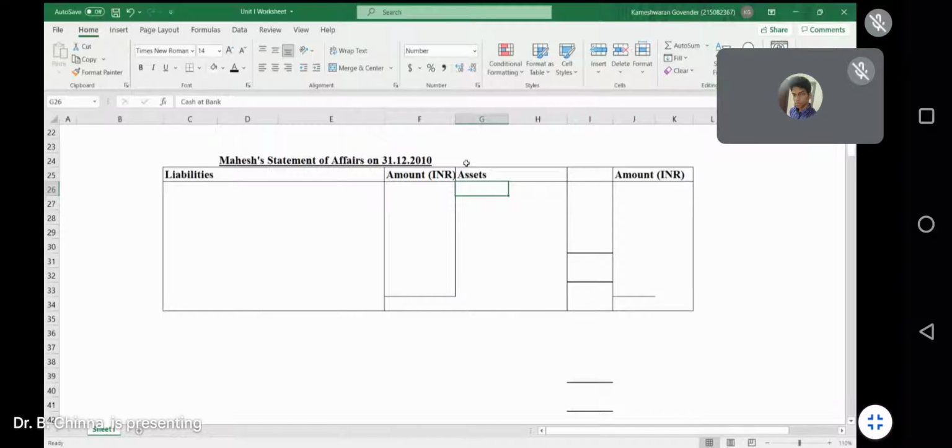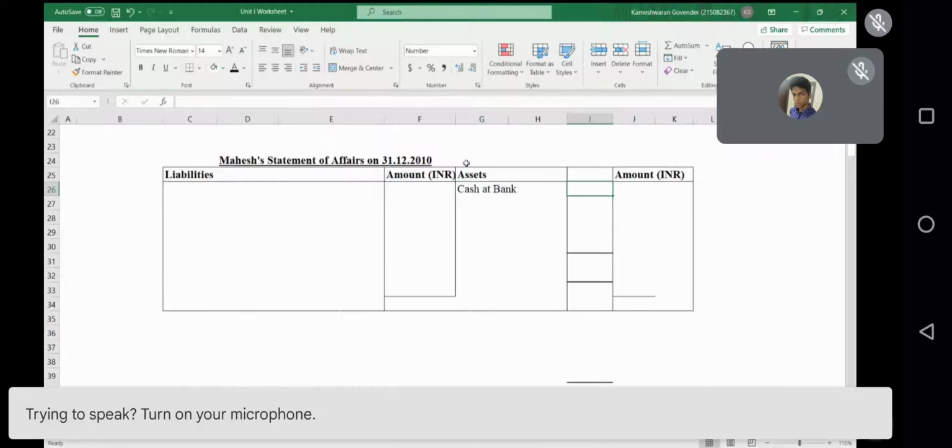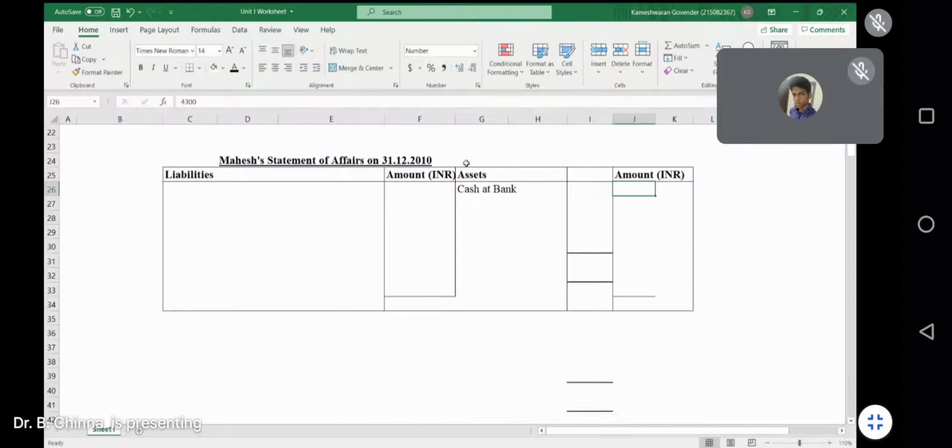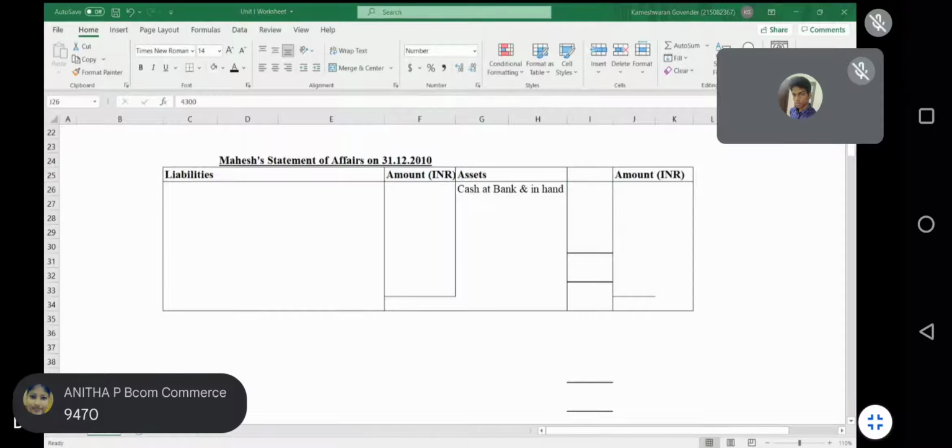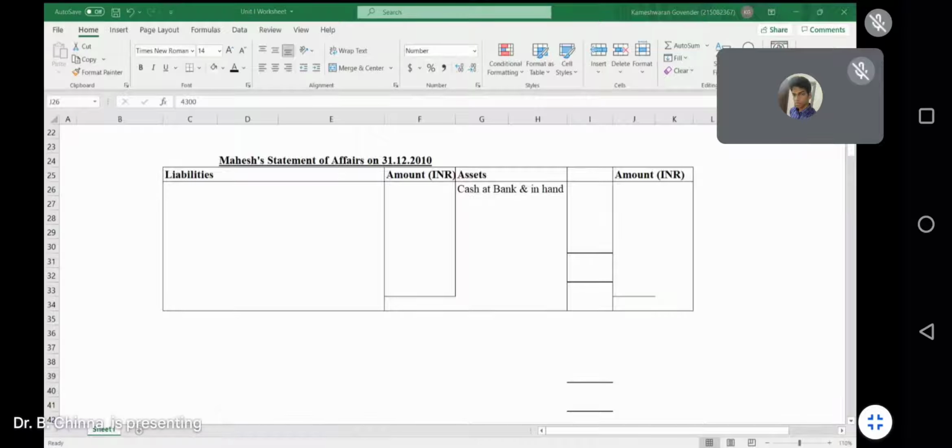Debtors, cash at bank, cash in hand. It amounts to, cash in bank amounts to 9,473. Cash at bank and in hand, right? Yes, sir. 9,470.